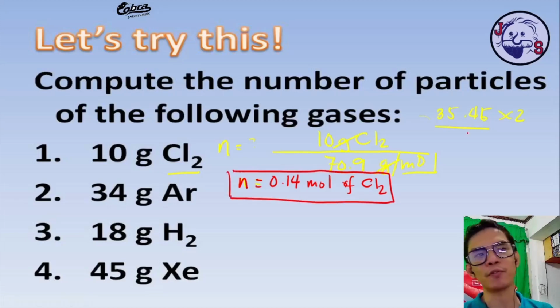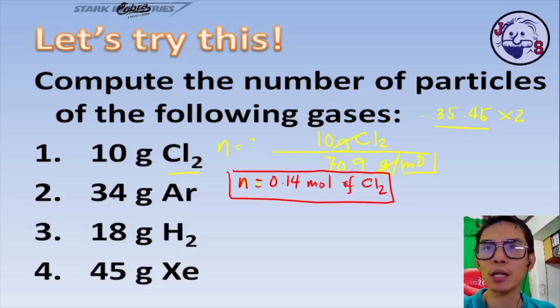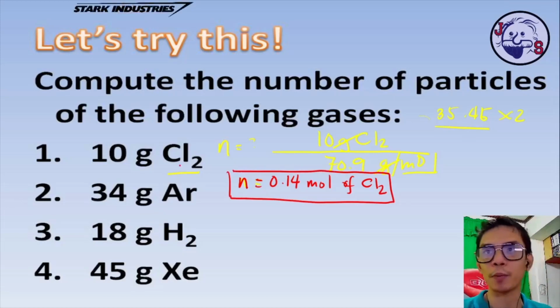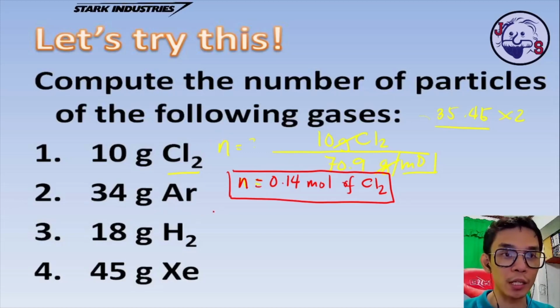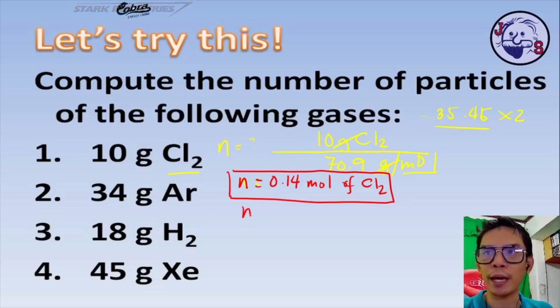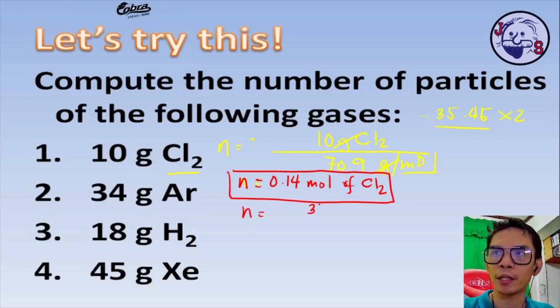Okay, so 0.14. Let's try to find out the argon that you have right here. So 34 grams of argon. Argon doesn't exist in a diatomic form, so we don't need to multiply it by 2. Again, in order to compute for the N, we need the mass of the gas, 34 grams argon, divided by the molar mass.